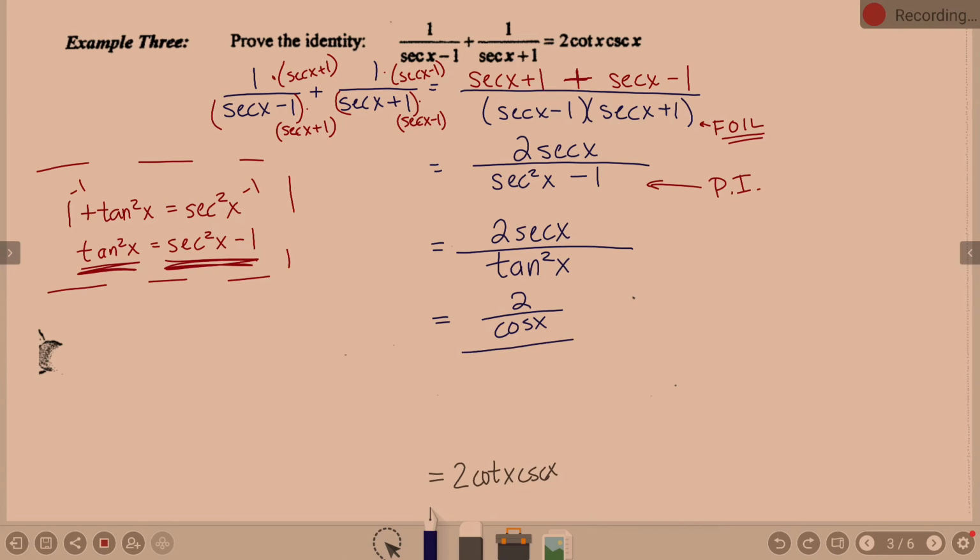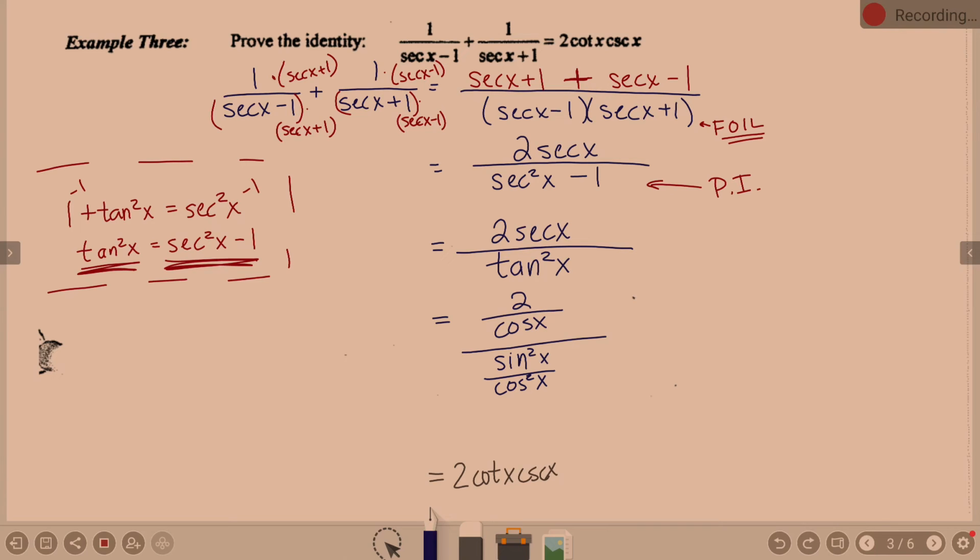Over, what do we know about tangent squared? Tangent is sine over cosine. So tangent squared is sine squared x over cosine squared x.